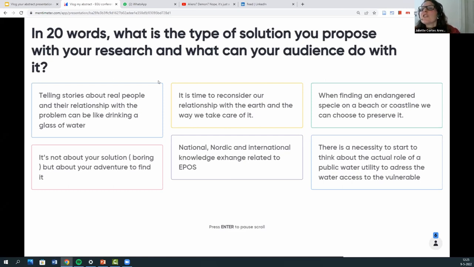It's not about your solution, boring, but about your adventure to find it. Yeah, that's a very good one. It is time to reconsider about that. We check it. National, Nordic, and international knowledge exchange related to EPOS. There is a necessity to start to think about the actual role of a public water utility to address the water access to the vulnerable.